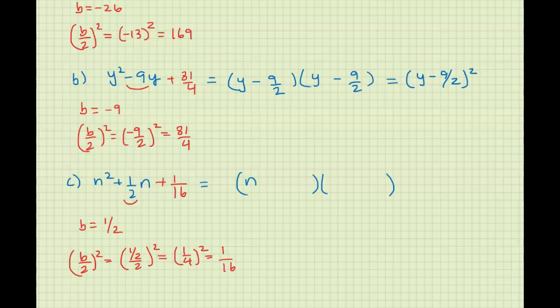So n squared is n times n, and 1 over 16 is 1 over 4 times 1 over 4. So this is n plus 1 over 4 squared. Okay, so this is the process of completing the square. Now in all the other examples in the section, we are using this to solve equations.